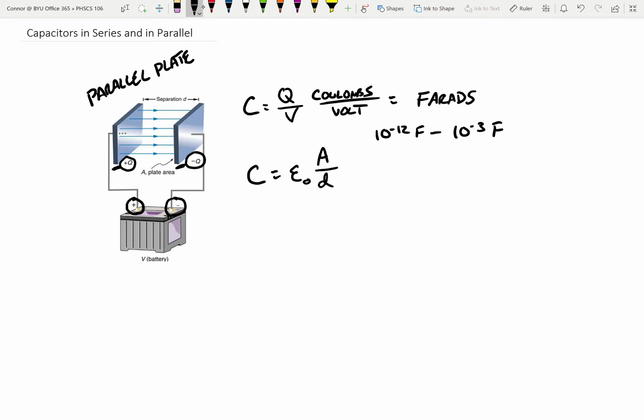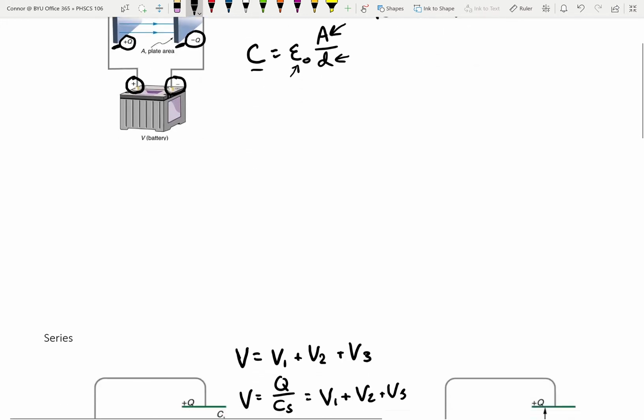Another way that we can measure capacitance when we're using a parallel plate capacitor, like in this picture, is using this equation. This is the permittivity of free space, a constant that's given to us. This is the area of one of the parallel plates, and this is the distance separating the two conducting plates. We'll use these as we now move on to talk about capacitors in series and parallel to help derive the way that they add together.